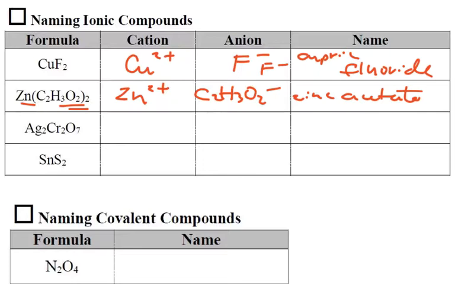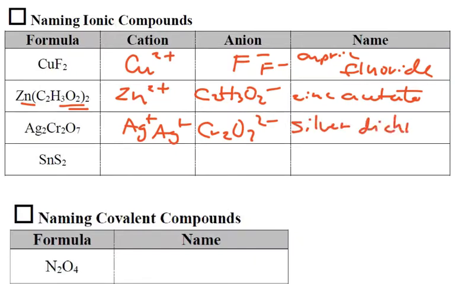Okay, here we have silver, and we know that silver is Ag+, and there's two of them. And we have dichromate, Cr2O7 2-, and so that makes sense because the two Ag+ ions would balance the 2-. So the compound here would be silver dichromate.